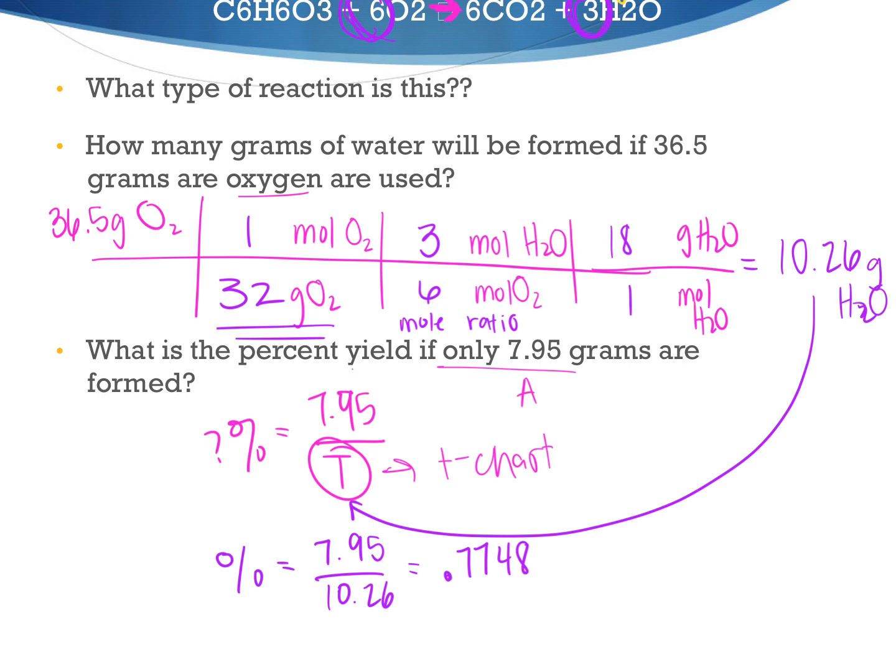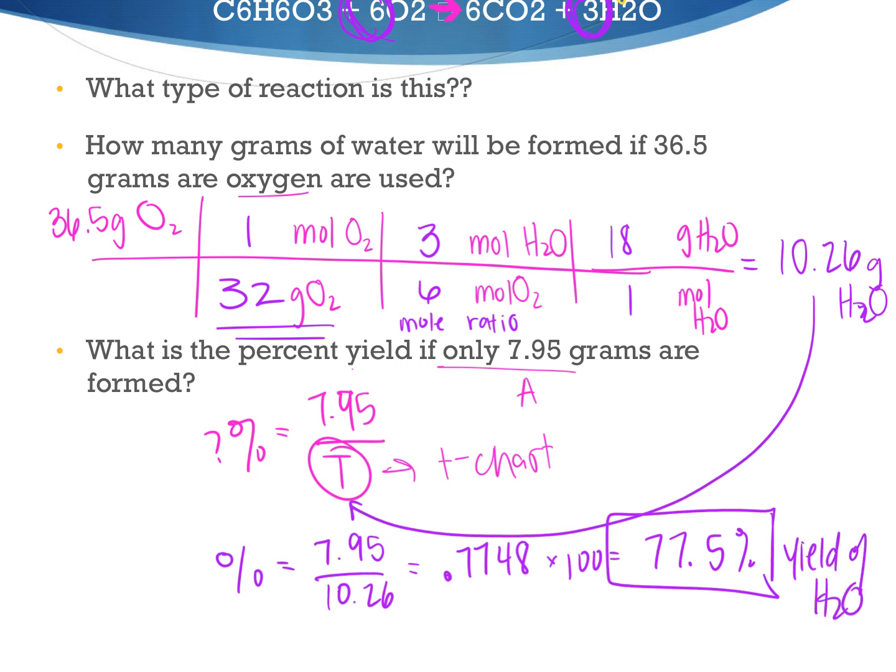But this is not my percentage yet. It's not 0.77%. I have to multiply that by 100. So my percentage is actually about 77.5%. This is the percent yield of water, right? We thought the reaction was going to produce 10.26 grams of water, but it turns out it only produced 7.95. So we lost some of our product along the way.